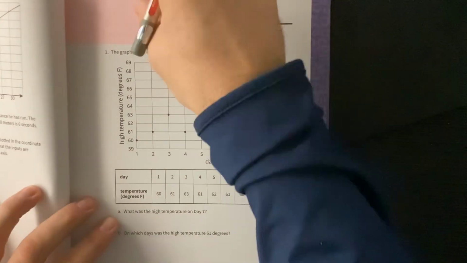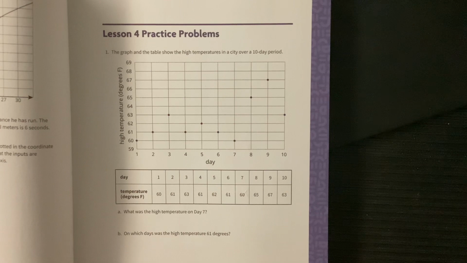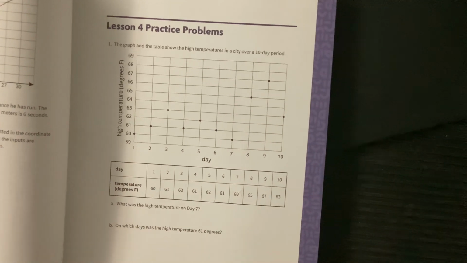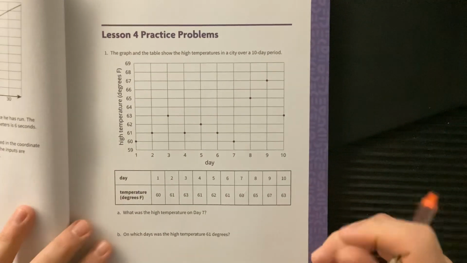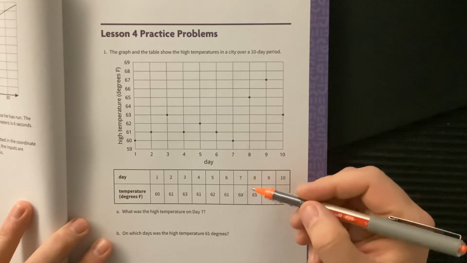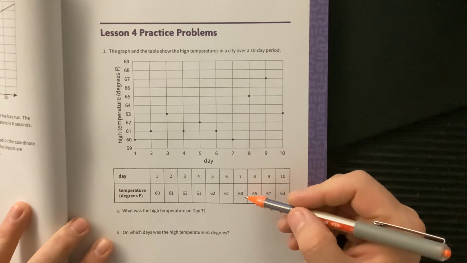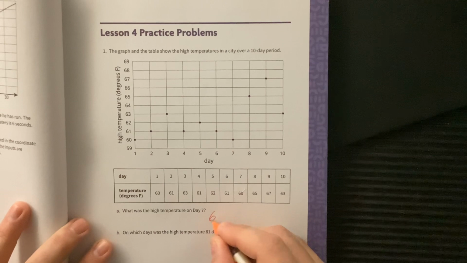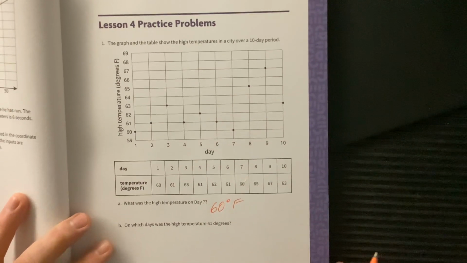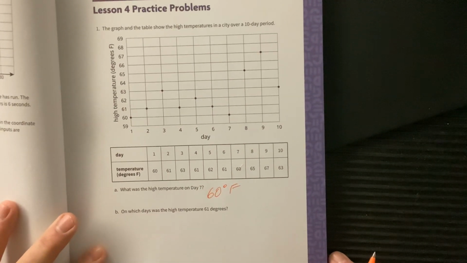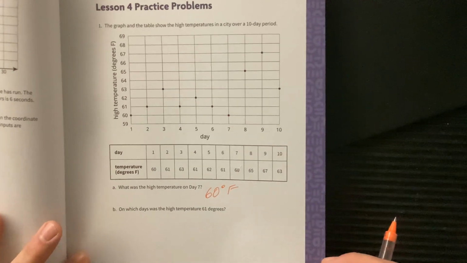First question, just analyzing a graph there. Highest temperature on day 7. So you can look at the graph, you can look at the chart, shouldn't matter. You're graphing the high temperature, so you just gotta look at that point. Hopefully you see it's 60 degrees. Probably should label. There are 3 different ways to label temperature. This one is in Fahrenheit.